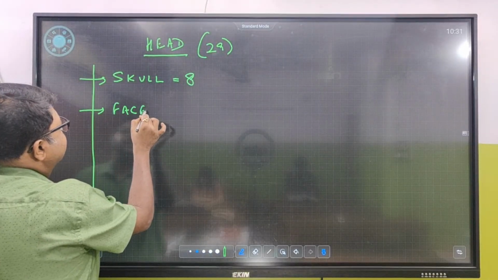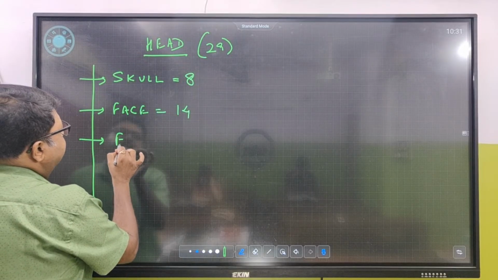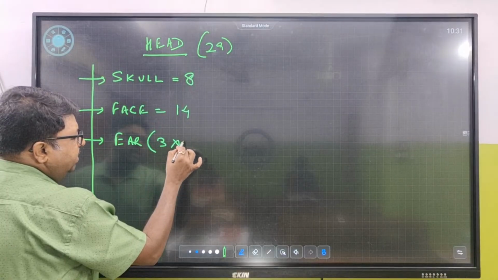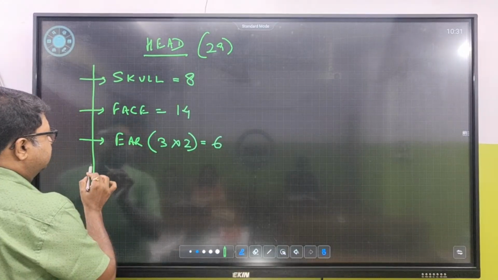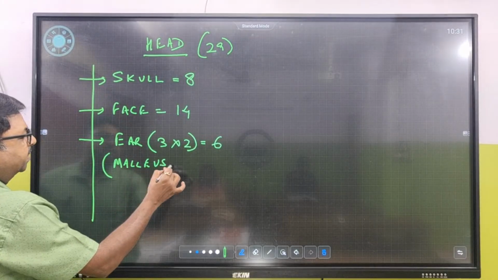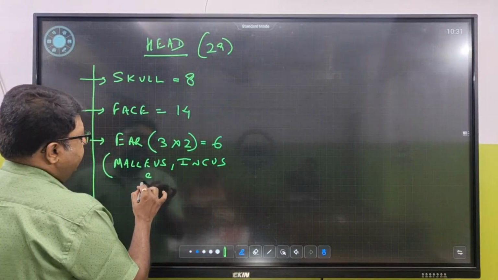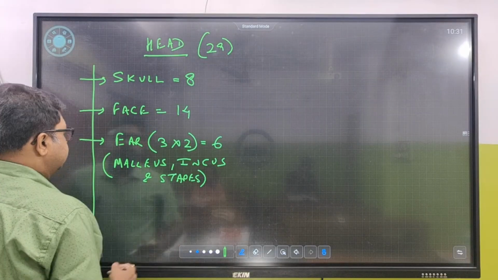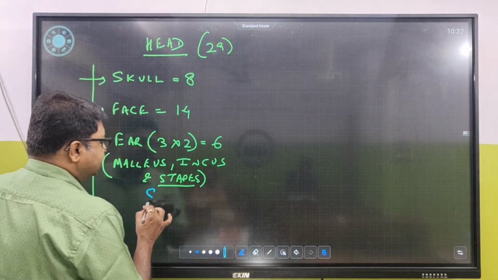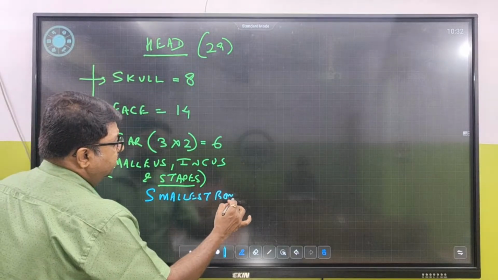Then face, inside face, there are 14 bones. Then in the ear, there are 3 bones in one ear, so in 2 ears, 6 bones. Ear means we are talking about malleus, incus, and stapes. Out of these, the stapes is called the smallest bone.